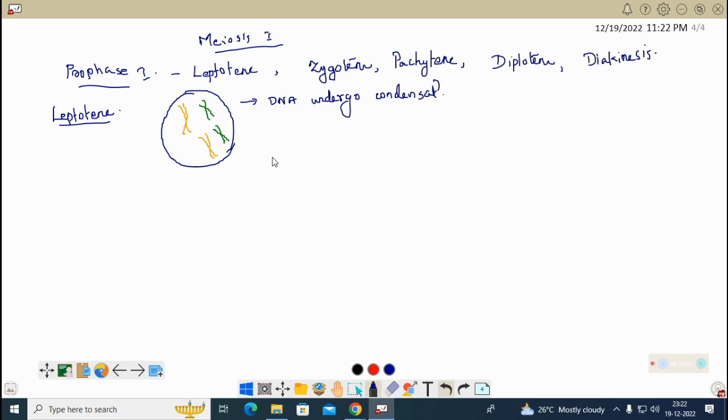But we are not able to see the nuclear envelope disappearing, or the centrosome moving to the opposite pole. These things we are not seeing. In the leptotene stage, which is the beginning of prophase 1, we are just seeing DNA undergo condensation, though many processes occur in prophase 1.